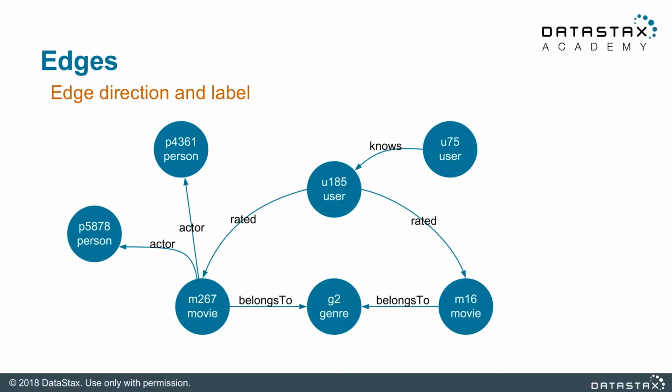Edges are always directed, have automatically assigned unique identifiers, and have labels. Since a property graph is a multigraph, it is possible to have multiple edges connecting the same 2 vertices. Such parallel edges may have the same direction and labels, but will have different IDs. In this illustration, we connected our vertices with labeled edges. Edges and their labels usually denote relationships between entities represented by vertices. It's getting more interesting. We can now read that some user U185 rated movie M267 that has some actor P4361.